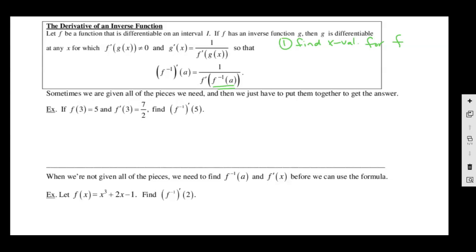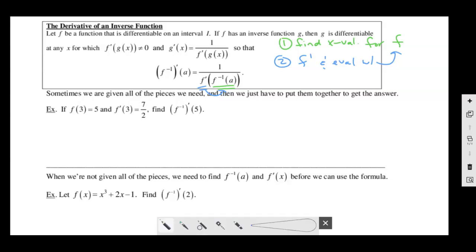But then the second step would be you were going to take the derivative of that number. Okay, so you would take f prime and you would evaluate it with that number from part 1, right? So you find the correct x value for the original function. And then we're going to take the derivative of the original function, and then we're going to evaluate it at that new number. Not with the number we started with. That's the inverse's value. But we're going to use the new number, which corresponds to my original function.